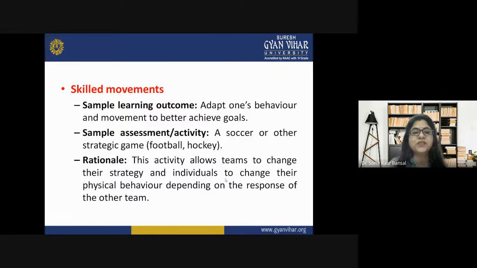Now skill movements. Skill movements is the category about adapting one's behavior and movement to better achieve goals. Soccer or other strategic games like football and hockey can be given to the students to play for assessing the skill movements. The rationale behind that is that this activity allows teams to change their strategy and individuals to change their physical behavior depending on the response of the other team.